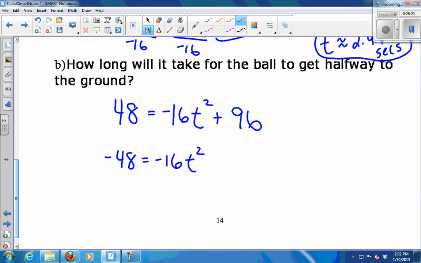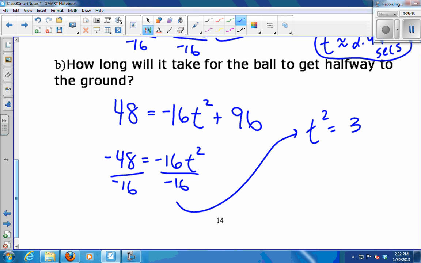That's the height you drop it from. And we want to know how long until it gets down to 48 feet off the ground. So divide both sides by negative 16. And we get t squared equals 3. So t is the square root of 3, which is approximately what? 1.5? Oh, no, half of 3 and the square root of 3 are two different things. 1.73, thank you.